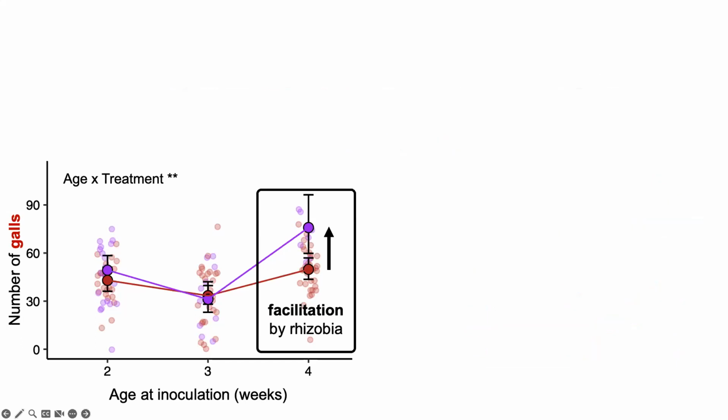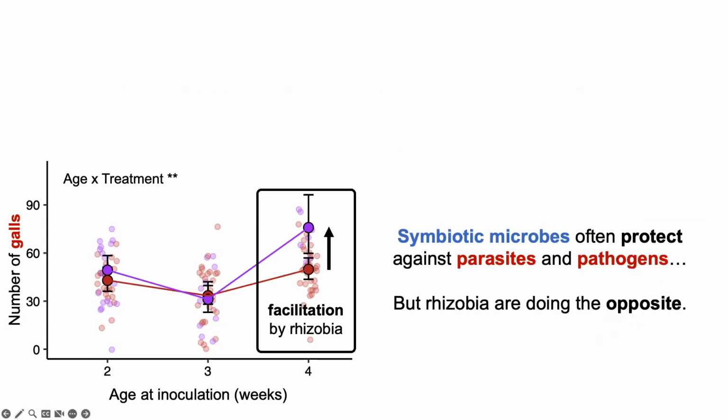What I want to focus on next is this facilitative effect of rhizobia on nematodes. And the reason that I want to focus on this next is that symbiotic microbes often, but not always, protect against parasites and pathogens. And so if you've encountered any microbiome literature, either in the primary literature or in the popular literature, what we often hear about is the potential for microbes to protect us from infection. So protect us from pathogens, protect us from parasites. Rhizobia are doing exactly the opposite in this system. So there's something about this particular mutualism that's making the host more vulnerable to infection, not less vulnerable to infection.